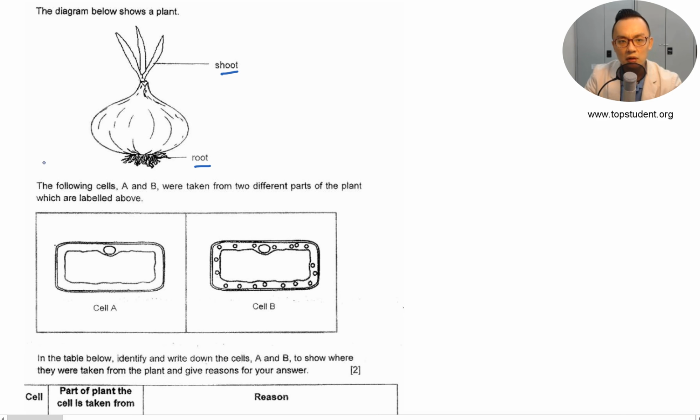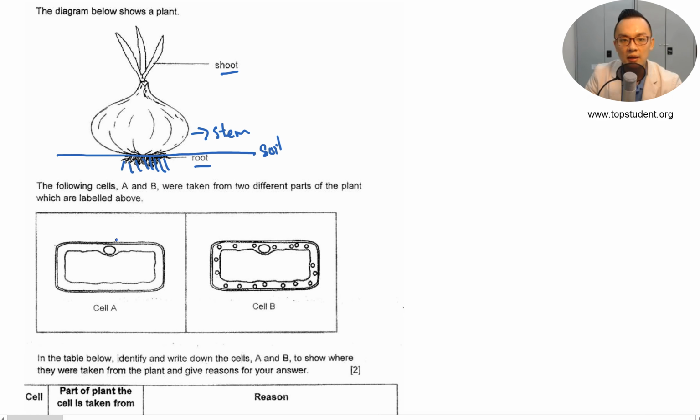Alright, so first of all, for an onion, this is your soil, and this is underneath the soil, which is called the root. This is actually the stem, and this is the shoot of the onion plant. So the following cells A and B were taken from two parts of the plant, which are labeled above. So A and B taken from either the shoot or the root.